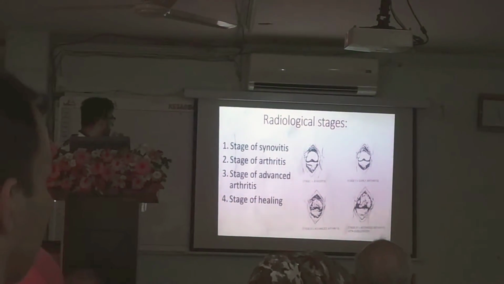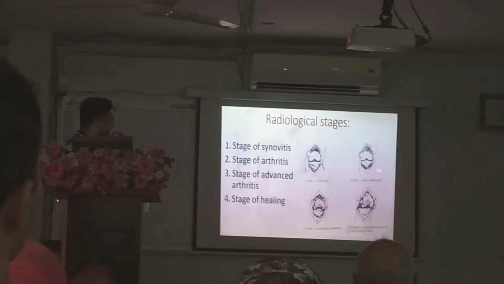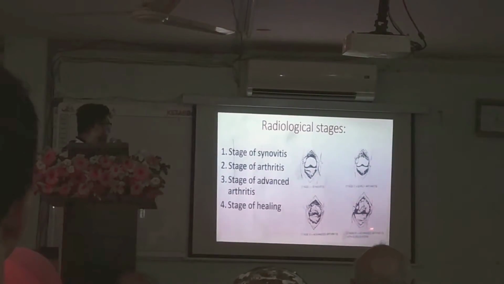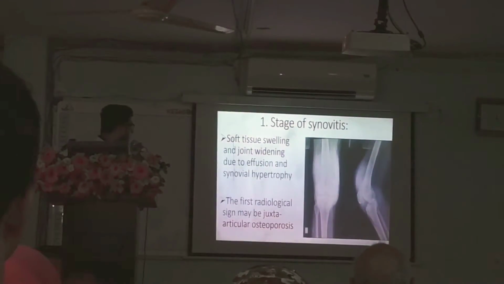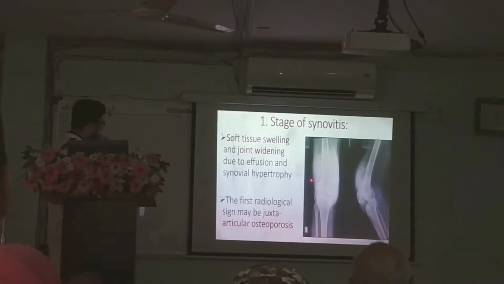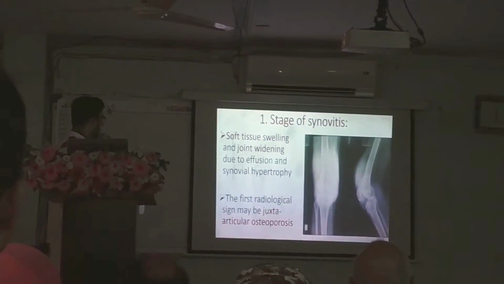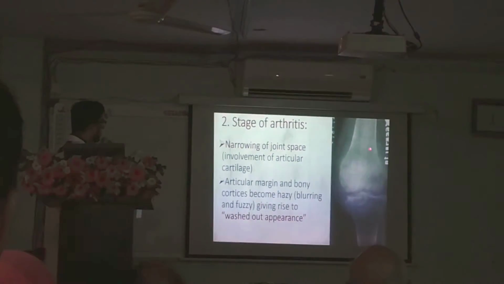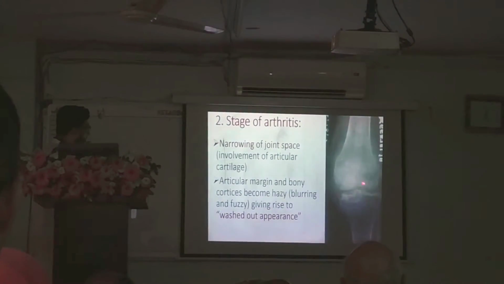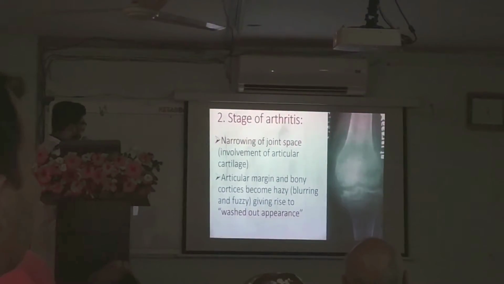The first stage is the stage of synovitis. Secondly, the stage of early arthritis. Thirdly, the stage of advanced arthritis. And finally, the stage of healing. This is an X-ray showing the stage of synovitis, which shows soft tissue swelling and joint widening due to effusion. This is another X-ray showing the stage of arthritis, which is the second stage. It shows narrowing of the joint space and involvement of articular cartilage.